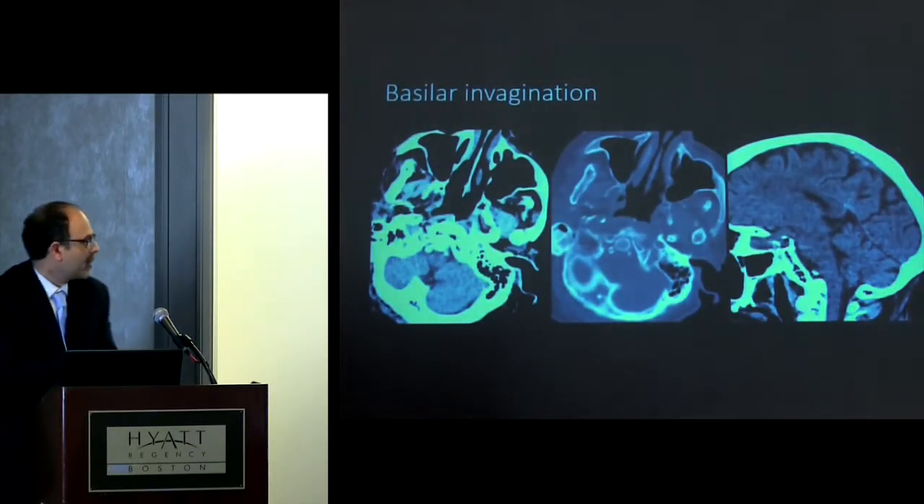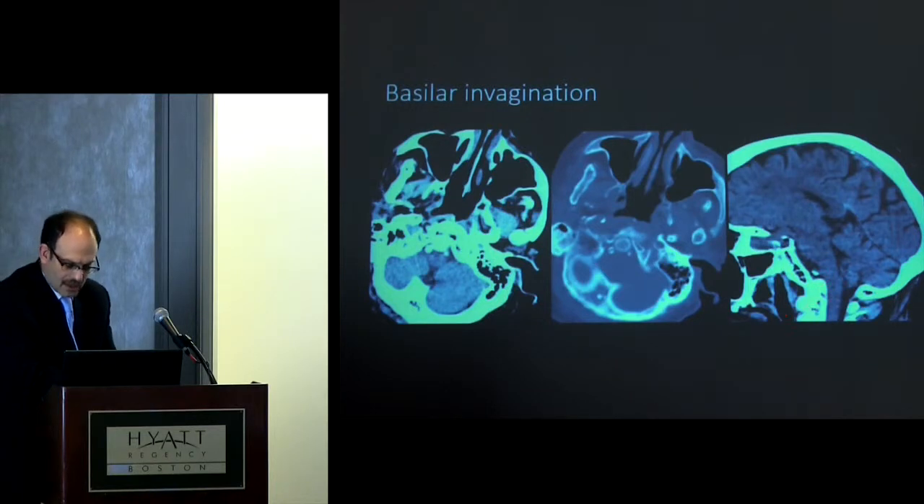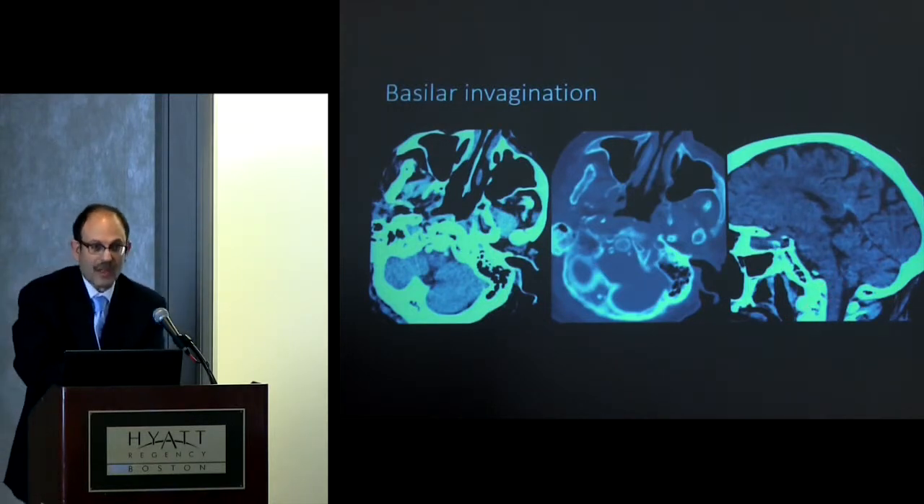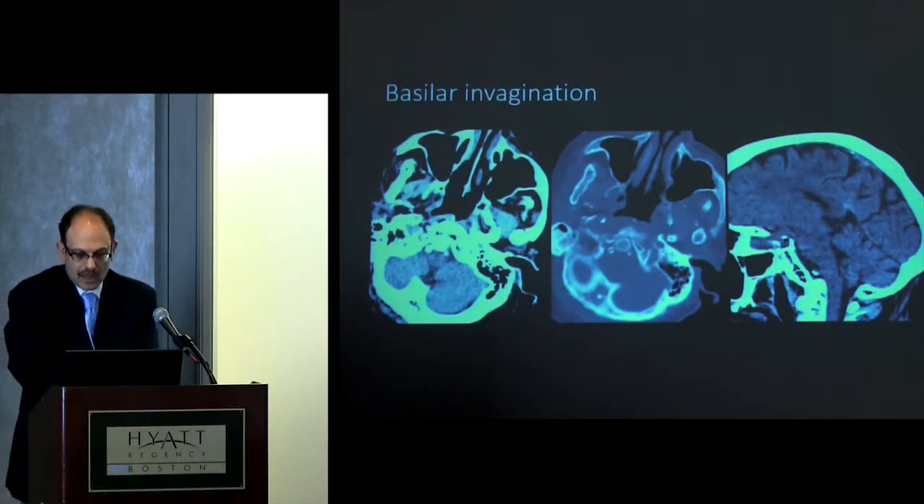This is a case of basilar invagination. The odontoid projects through the foramen magnum with impingement. This, it turns out, is a 70-year-old who fell, was dizzy and lightheaded, and the study was interpreted as normal. I was called up and said, "This guy looks really bad. What's going on?"